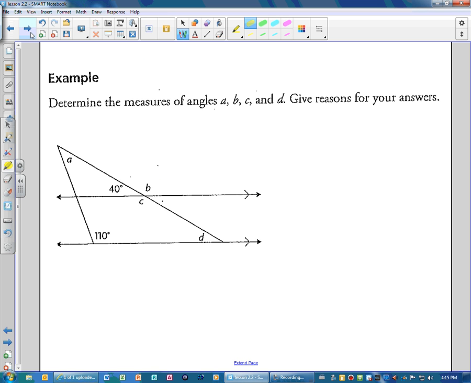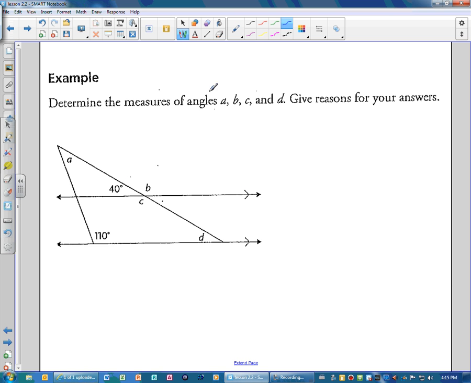All right, so let's do an example and see if we can put all of this together. Think about our reasons, our rules. When it says give reasons for your answers, you can either say the rule or say the term that was in the front of your page. So it's asking for A, B, C, and D.